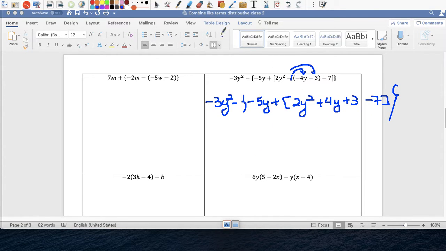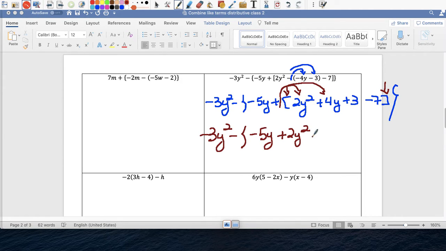Okay, so I remove the parentheses. Now I have to get rid of these guys right here. To remove this one, I'm going to pretend there's a 1 here. So again, negative 3y squared minus braces minus 5y, that stays, that does nothing right now. Let's do the distributive property. 1 times 2y is positive 2y, 1 times 4y is 4y, 1 times 3 is just 3, and 1 times negative 7 is just 7. Then remove the brackets, and we're left with only the braces.